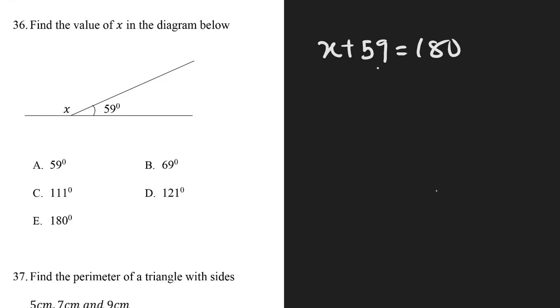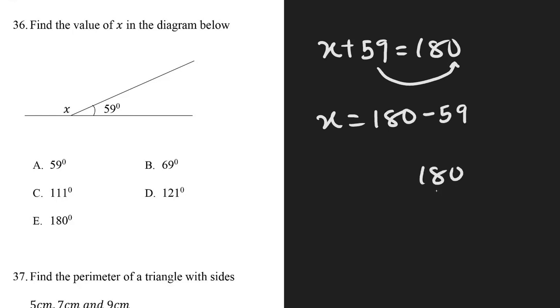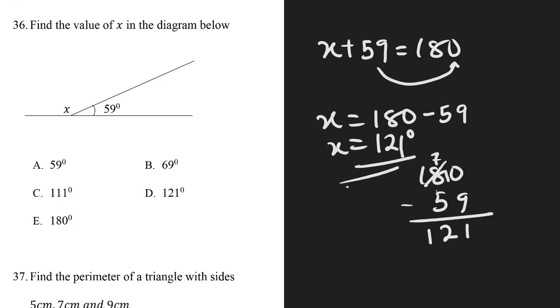So collecting like terms, the 59 will move to where the number is, so we'll be left with x. So x is equal to 180 minus 59. Let's subtract. 0 minus 9, of course, is impossible. Remain 7, give me 10 minus 9 is 1. 7 minus 5 now is 2, and we have our 1. So our x is equal to 121 degrees. That's the answer. Let's check our options. The answer is D. So let's move to the next question.